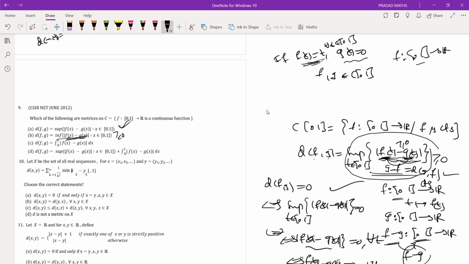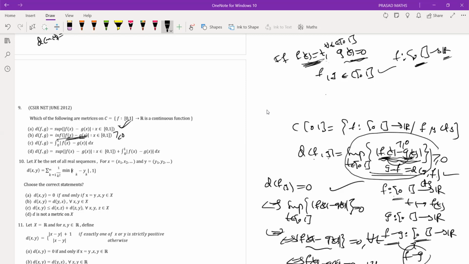Whenever something is not given, you understand that it is the usual metric. This is also the usual metric, which is always a continuous function. This is also a continuous function. So f and g are both continuous functions on a compact set. Therefore, the infimum always exists for any two functions.